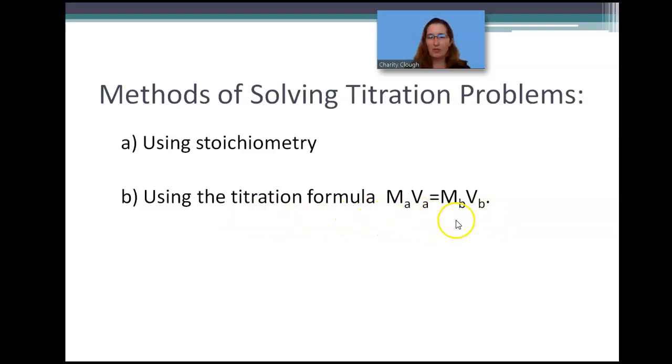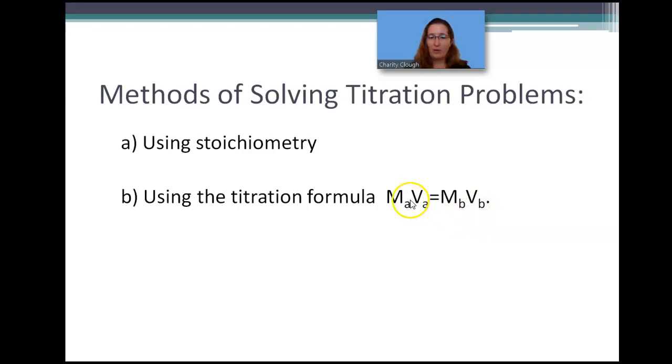This should look very familiar to you because this is the same formula as the dilution formula that we used when we studied solutions. So that's concentration. The A is for acid, so the concentration of an acid times the volume that it took to neutralize that solution is equal to the concentration of the base times the volume that it took.